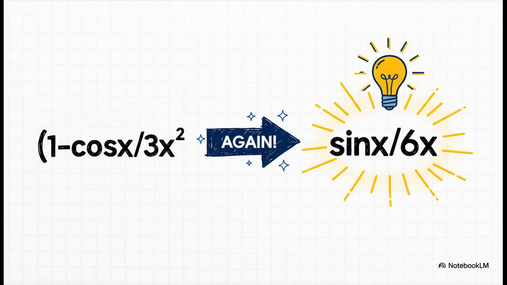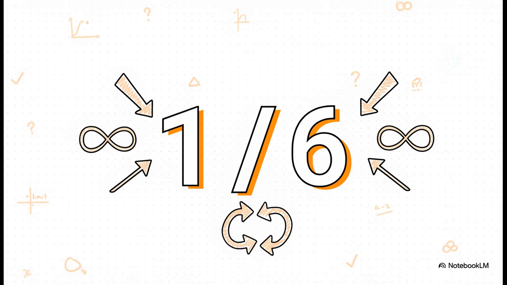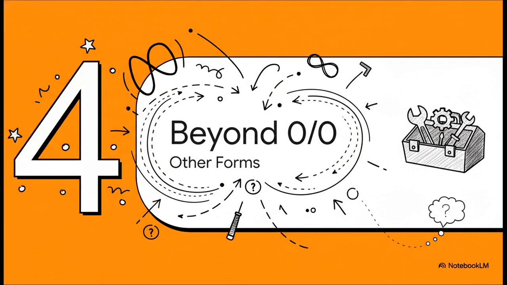So we differentiate the new top to get sine of x and the new bottom to get 6x. This gives us the limit of sine of x over 6x as x approaches 0. Now, for those of you who remember your fundamental limits, you know that sine of x over x approaches 1. So this limit becomes 1/6. And there we have it. After applying the rule twice, we get our final answer of 1/6. This is a perfect illustration of the power of this rule. You can keep on applying it as many times as you need to, just as long as you keep getting an indeterminate form.